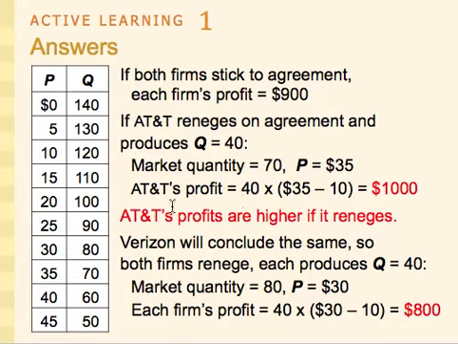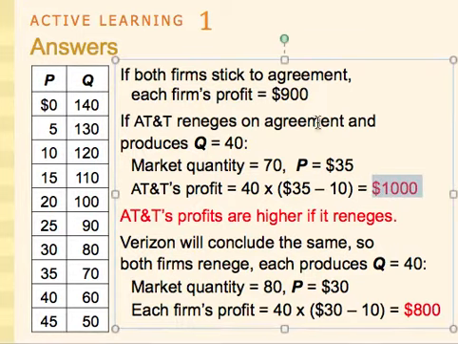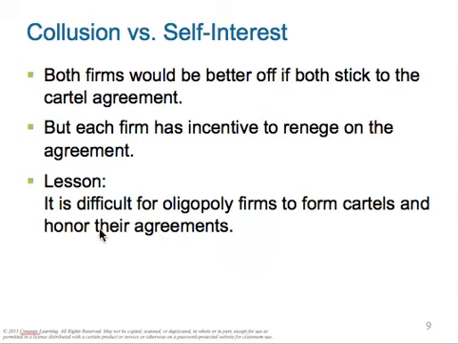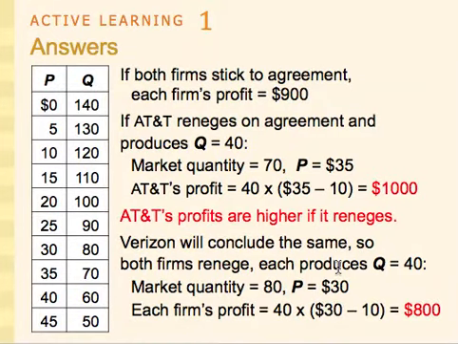Now you have to take a look at AT&T's profit, which is 40 times 35 minus their cost, the marginal cost. So every time they sell one, it costs them $10. So that's essentially $25 times 40, but I wanted to tell you how you got that $25. And they profit $1,000, which is more than the original $900, okay? AT&T's profits are higher if it reneges, if it cheats on the deal, if you follow. Verizon will conclude the same, so both firms renege and each produces quantity equals 40.